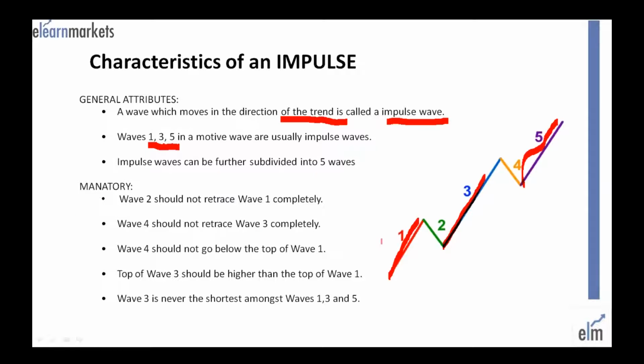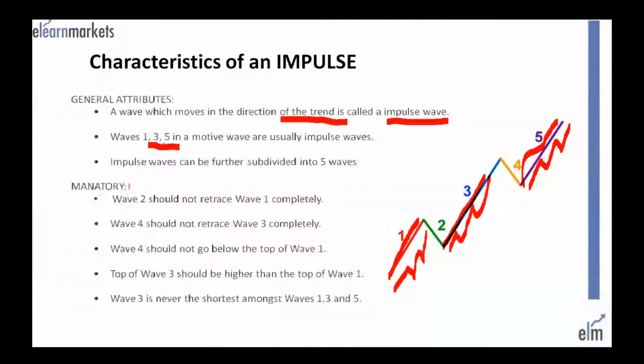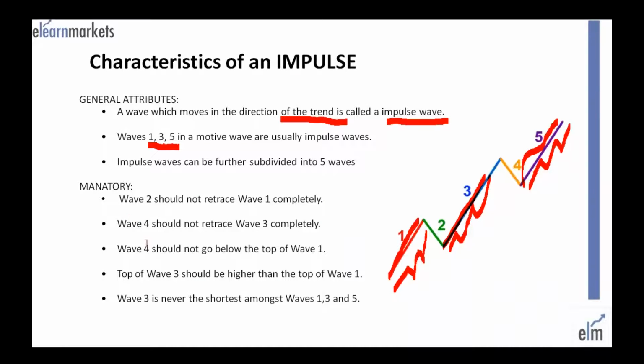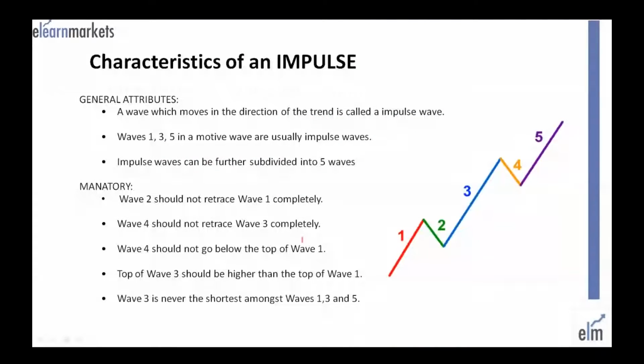Impulse waves can be further subdivided into 5 waves, like this, and like this. Now for the impulse waves, there are some mandatory conditions. As we already saw, there are two variations of a motive wave, the impulse and the diagonal. So for an impulse to be called an impulse, wave 2 should not retrace wave 1 completely. That means wave 2 should not move beyond the starting of wave 1. This is the limit. Wave 4 should not retrace wave 3 completely.